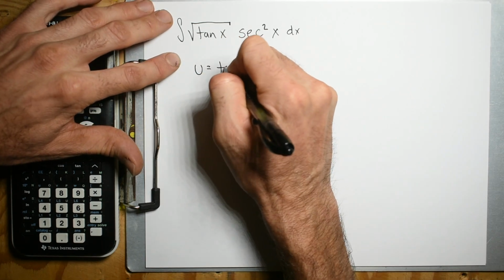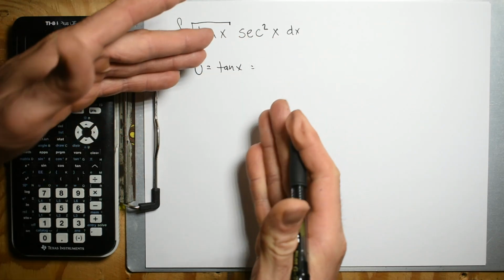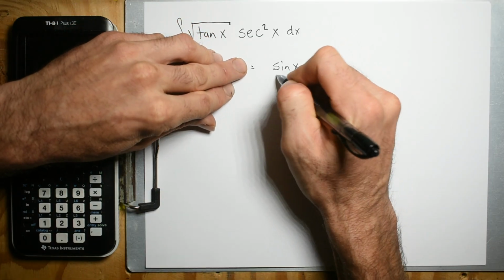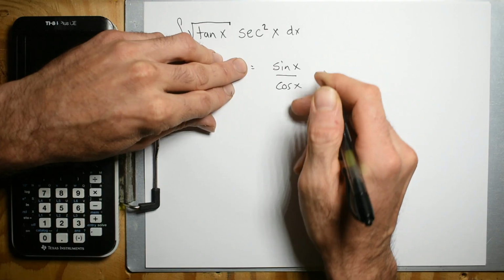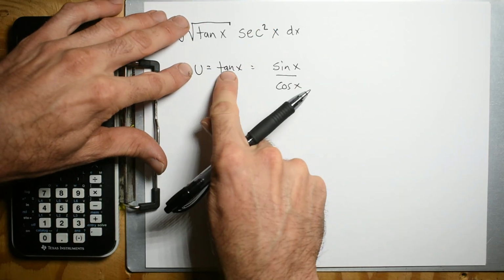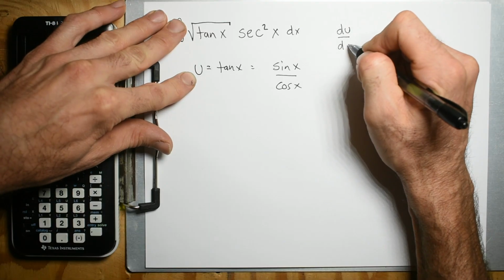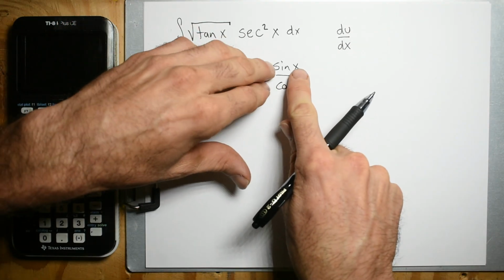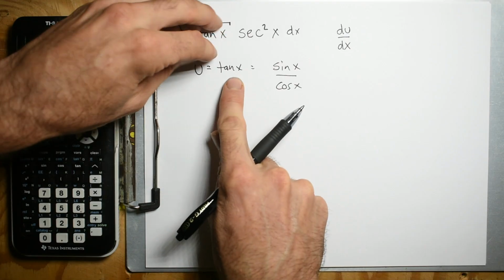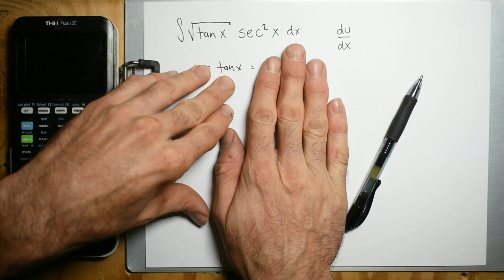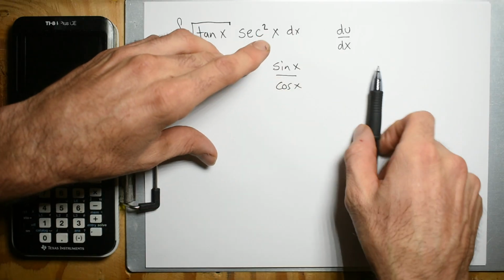So our u is tangent x. Why I'm good at tangent of x is because I know that tangent of x is sine x over cosine x. And if this is my u, I need to find the derivative, du dx. Well, cool. It's in x, and let's say I don't know how to take the derivative of tangent x. I could look it up, but don't want to.